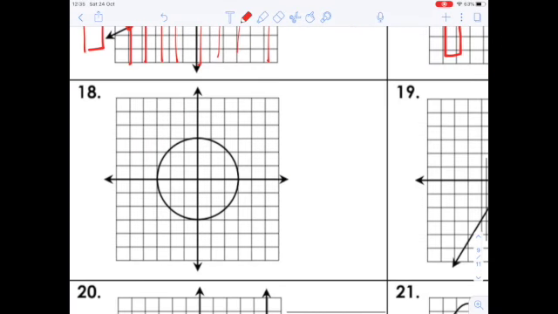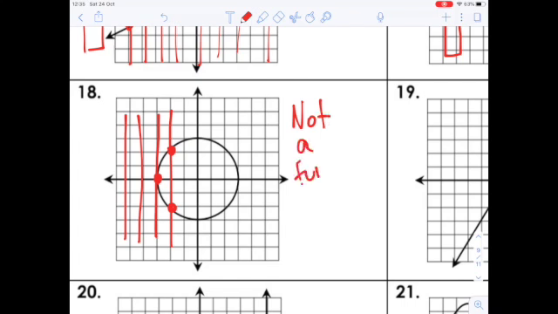Number 18, start scanning your pencil. Over here, it's not touching anything. Over here, it only touches at 1 point. But immediately afterwards, you can see that the pencil touches the graph at 2 points. Therefore, it failed the vertical line test. This is not a function.